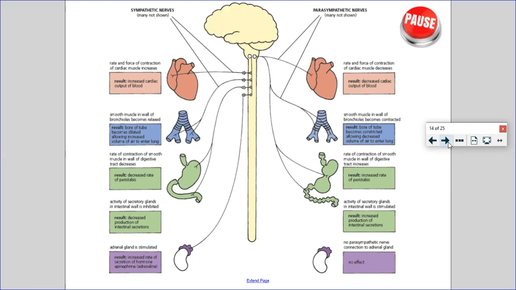So you can see here that digestion is decreased by the sympathetic nerve. When you are in a fight or flight situation, when you are preparing for action, digesting your food is not a priority. So the sympathetic nerve decreases digestion during these times.